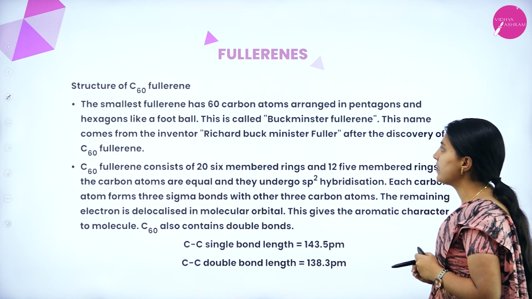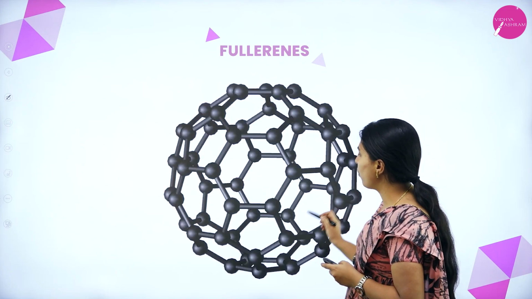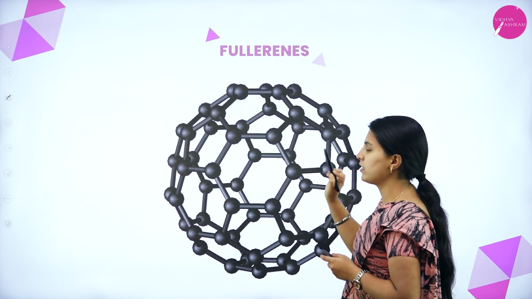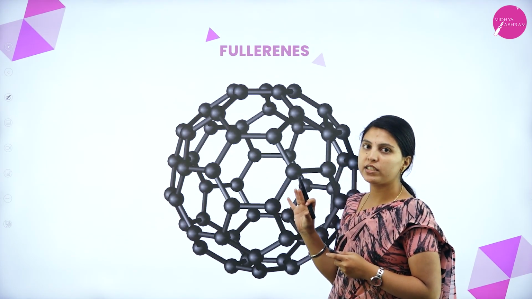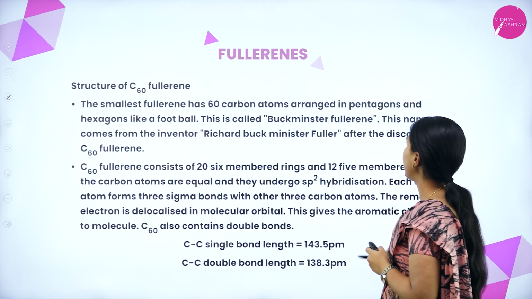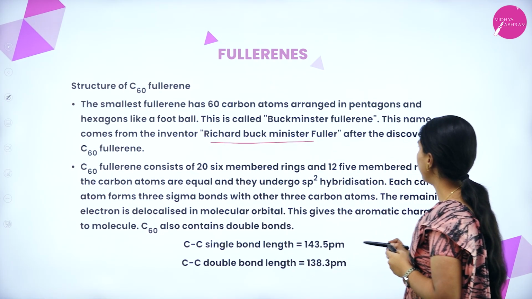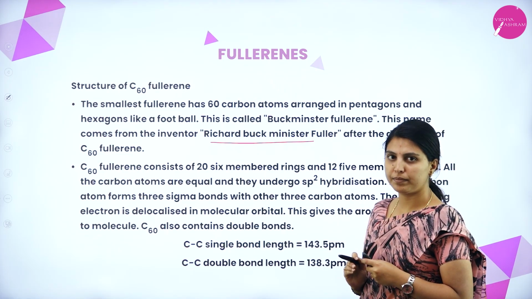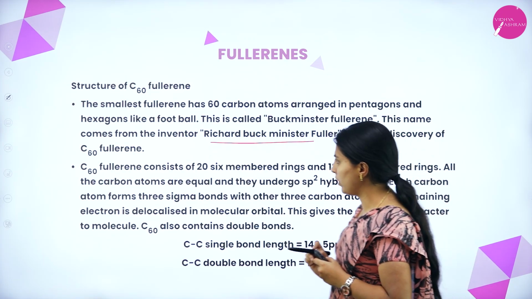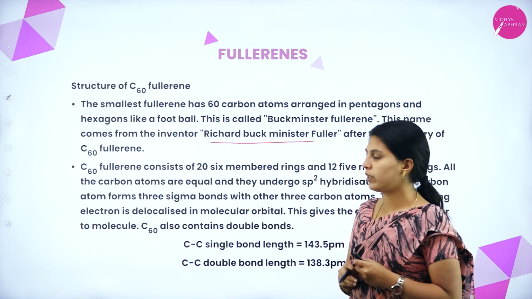The smallest fullerene has 60 carbon atoms arranged in pentagons and hexagons like a football. Overall, 60 carbon atoms are present. In between, hexagon structures are there and pentagon structures are there, and overall these hexagon and pentagon structures combine to form a sphere-like structure like a football. This is called Buckminsterfullerene. This name comes from the inventor Richard Buckminster Fuller, after the discovery of C60 fullerene. To give tribute to him, the name Buckminsterfullerene was given.